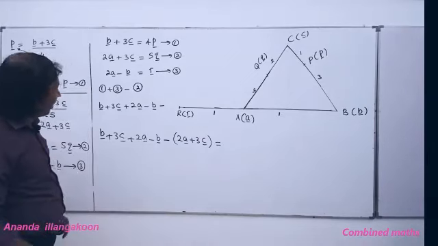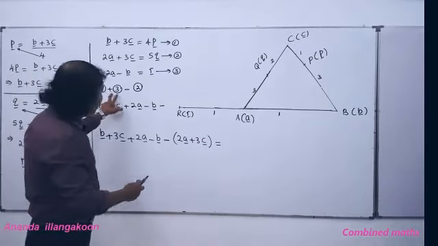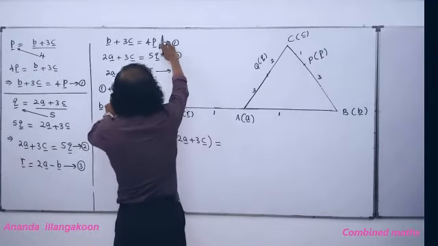Right? Okay. So then people, 1 plus 3 comes like this: 4p plus r.